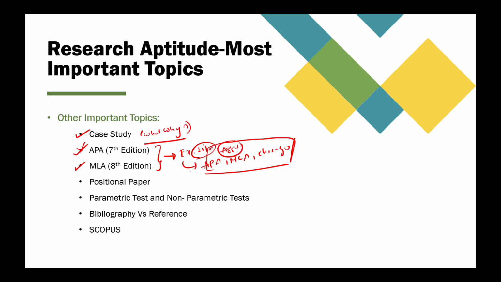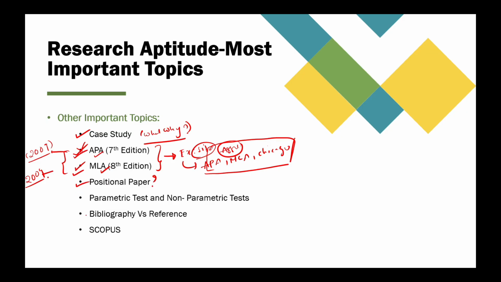So please focus on citation types, especially APA and MLA. The major difference to identify is that the year is marked in closed brackets in APA, as shown here, whereas in MLA it is not in brackets. That is the major difference between APA and MLA.